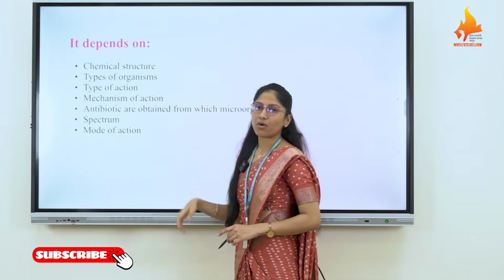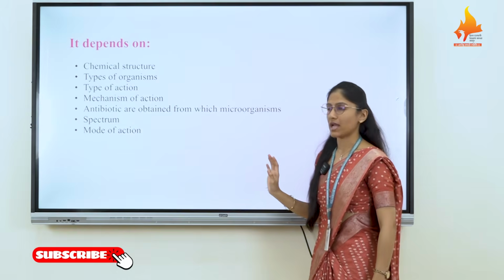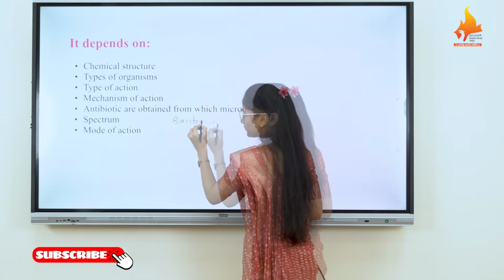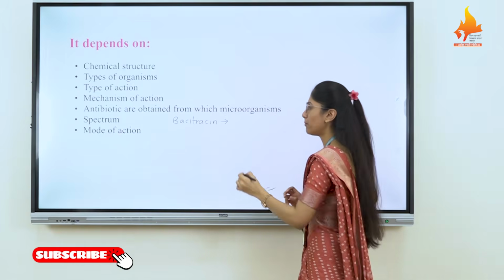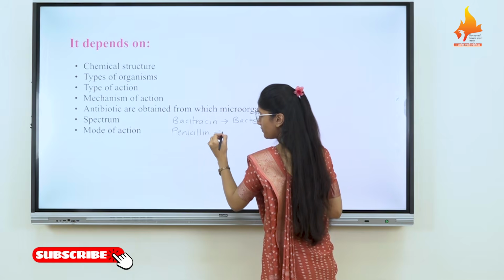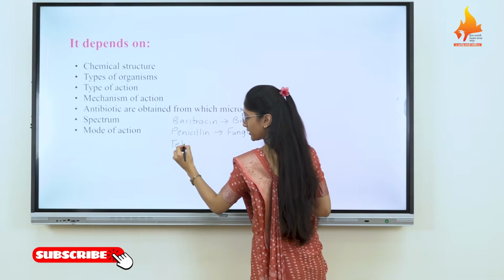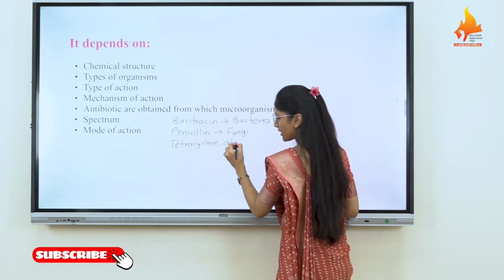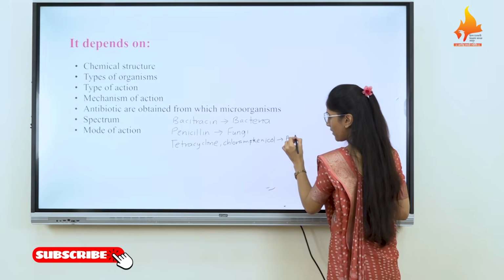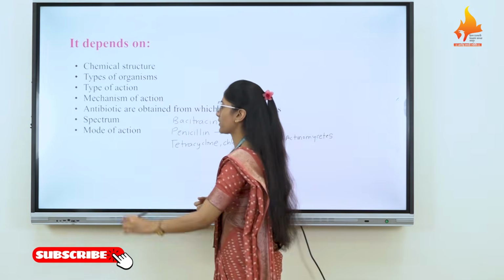Also, it depends upon which microorganism the antibiotics are obtained from. For example, bacitracin is obtained from bacteria. Penicillin is obtained from fungi, and tetracycline and chloramphenicol are obtained from actinomycetes. Next, it depends upon the spectrum.